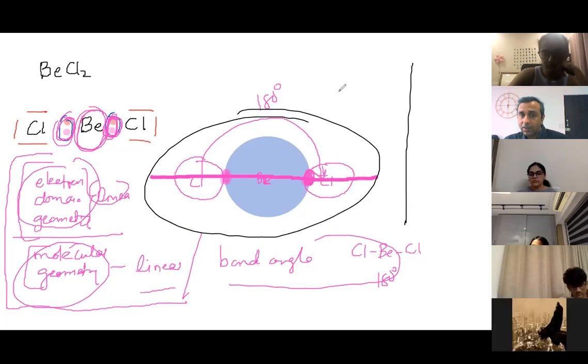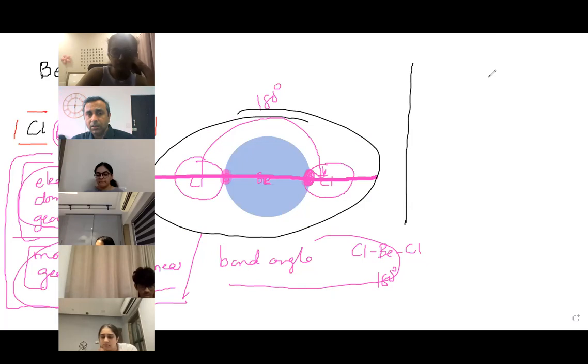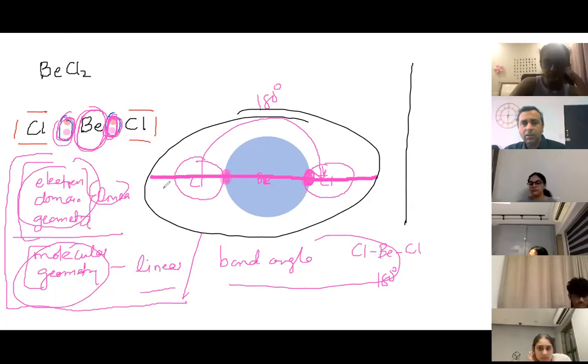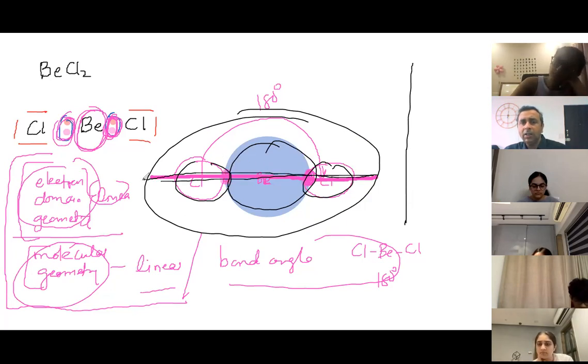You mean the electron domain geometry. The electron domain geometry is linear. Here is one electron domain, and here is another electron domain. So these 2 electron domains are linear. I'm talking about molecular geometry. For molecular geometry, I'll take the chlorine atom, the beryllium atom, and the chlorine atom. How are these 3 atoms positioned? Aren't they linear, in one line? So how is that spherical?